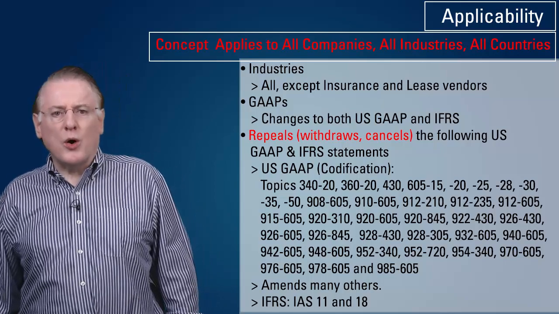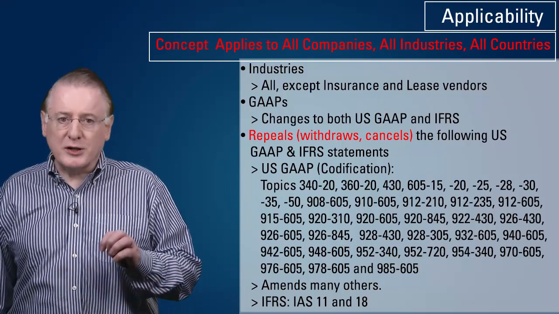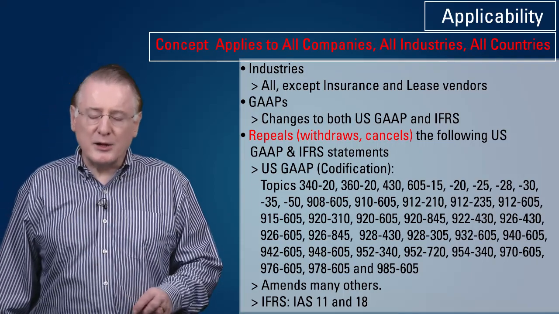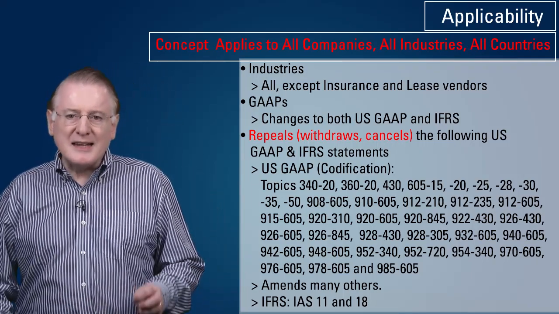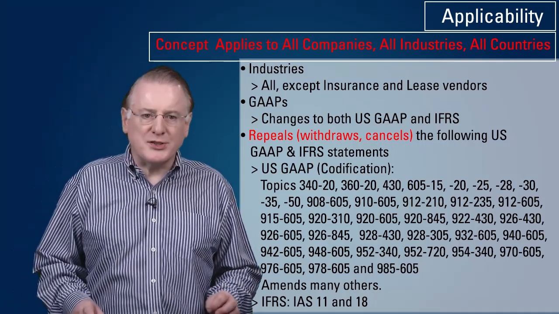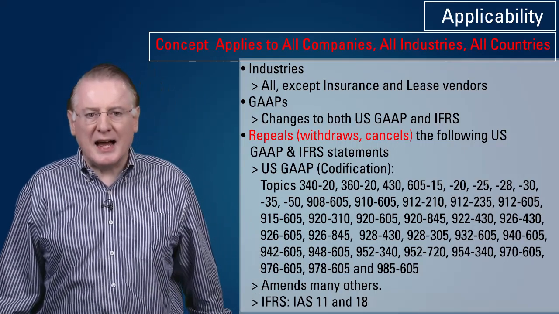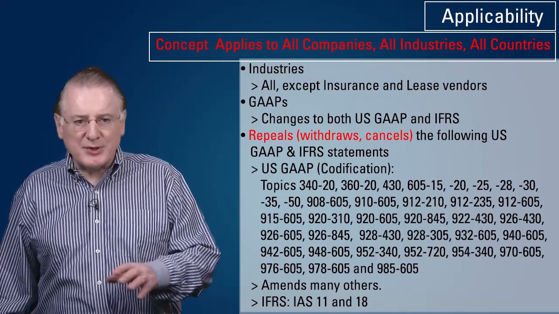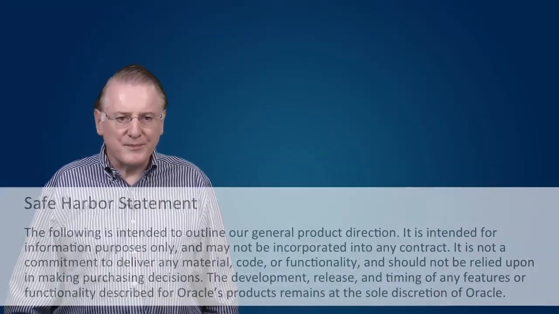It applies to all companies in all industries in all countries, except for insurance and leases. It applies to US GAAP and it applies to IFRS. And it cancels everything you know already. It repeals all the existing guidance. They no longer apply. There's a long list on the slide of US GAAP elements that are cancelled, and IAS 11 and 18 are cancelled.